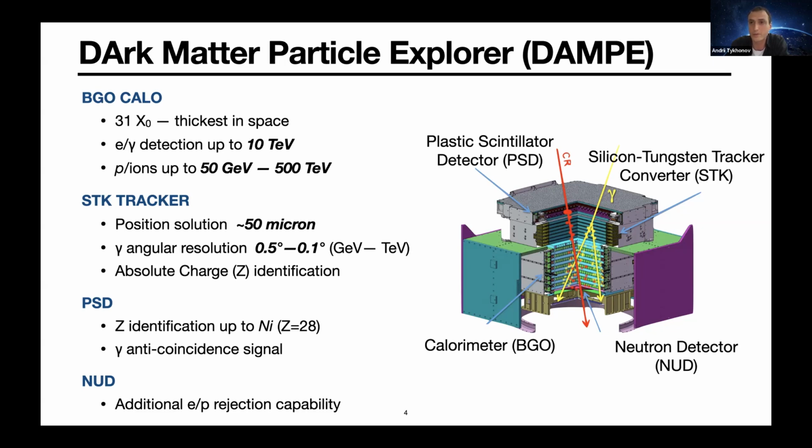of about 50 microns. It serves for reconstruction of cosmic ray trajectories, for the identification of the direction of incoming gamma rays, and for the measurement of the particle absolute charge. Then there is a plastic scintillator detector, which again serves as an instrument for absolute charge identification in a very broad dynamic range up to nickel, so it's able to measure iron and nickel. It also serves as an anti-coincidence detector for gamma ray detection. And finally, there is a neutron detector serving as an additional electron-hadron discriminator.